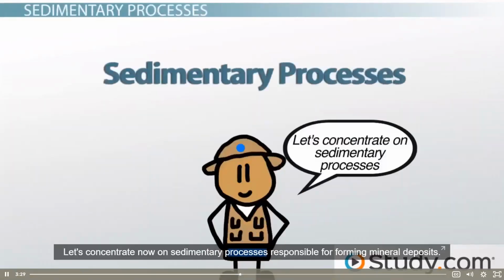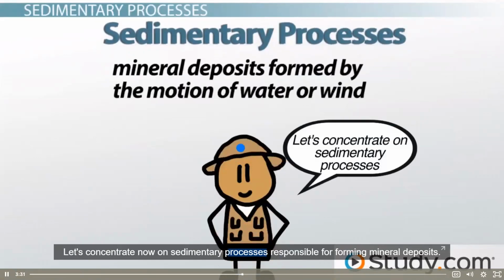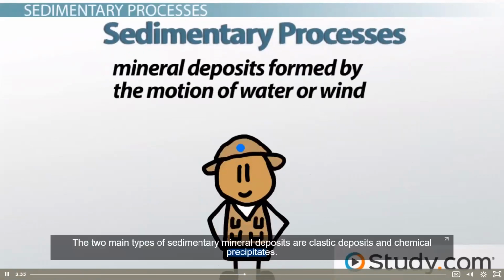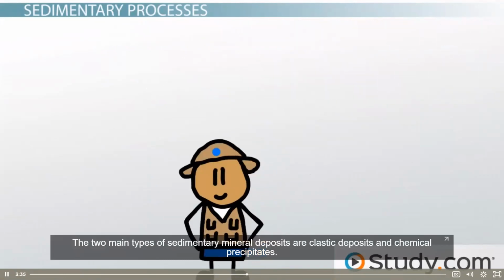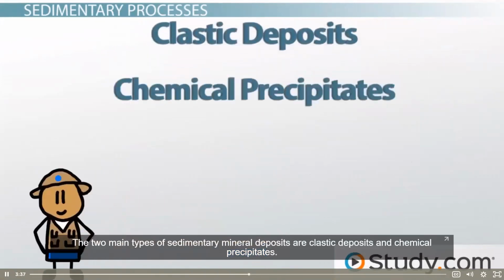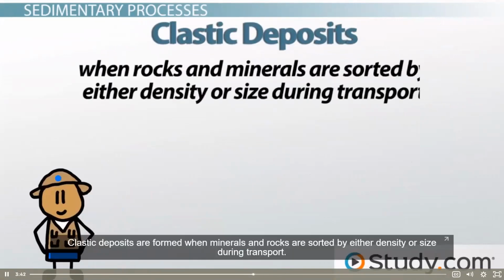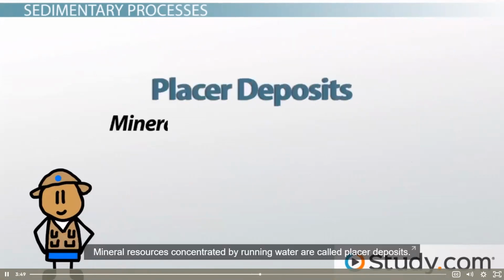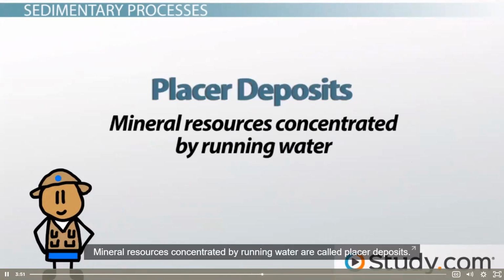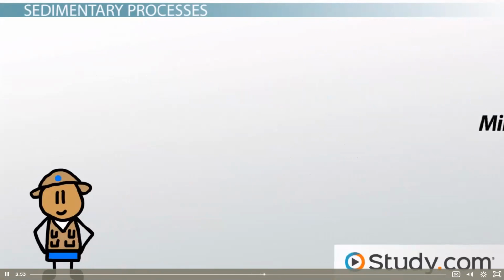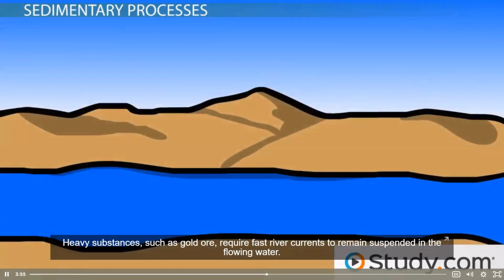Let's concentrate now on sedimentary processes responsible for forming mineral deposits. The two main types of sedimentary mineral deposits are clastic deposits and chemical precipitates. Clastic deposits are formed when minerals and rocks are sorted by either density or size during transport. Mineral resources concentrated by running water are called placer deposits. Heavy substances such as gold ore require fast river currents to remain suspended in the flowing water.